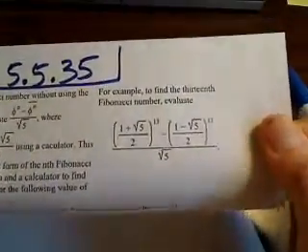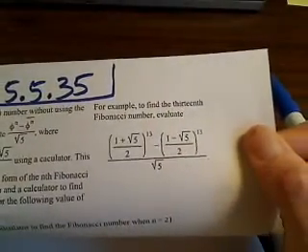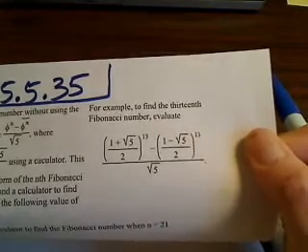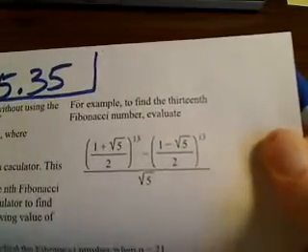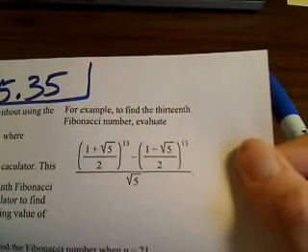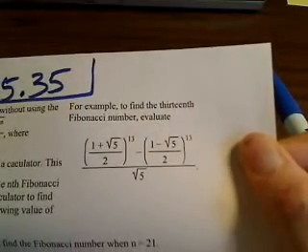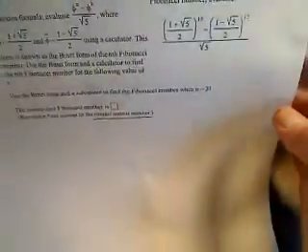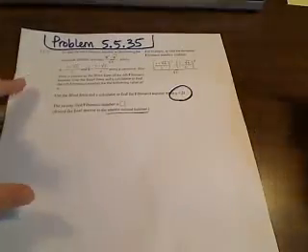Okay, so they give you an example over here to finding the 13th Fibonacci number. You're going to take 1 plus the square root of 5 over 2 to the 13th minus 1 minus the square root of 5 over 2 to the 13th, and divide all that by the square root of 5. And that will give you the 13th Fibonacci. They're asking us to do this when n is 21.